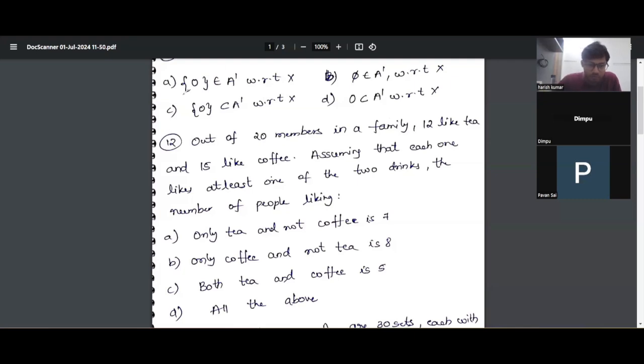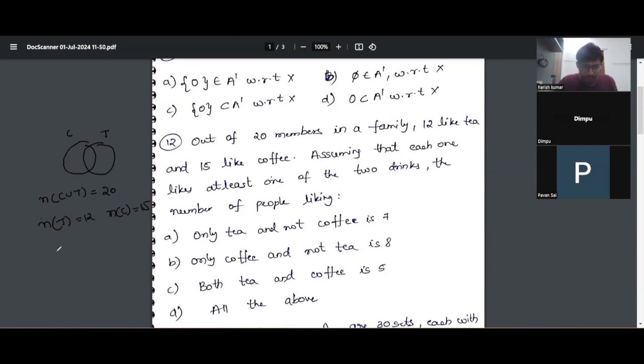So ఏమంటున్నాడు? Coffee and tea, right? So 12 like tea. So total ఎంత ఇచ్చాడు? N of C union T వచ్చేసి 20 ఇచ్చాడు, because assuming that each likes at least one of the two drinks. అంటే either coffee అన్న ఉండాలి, tea అన్న ఉండాలి, రెండు అన్న ఉండాలి. That means 20 members will like any one of these, right? So union is 20. N of T is 12, N of C is 15, and this is the question.